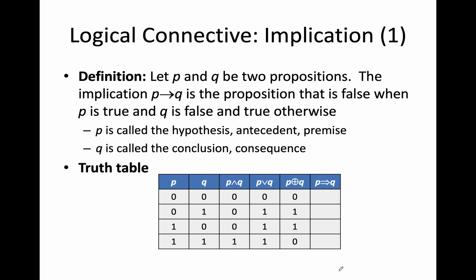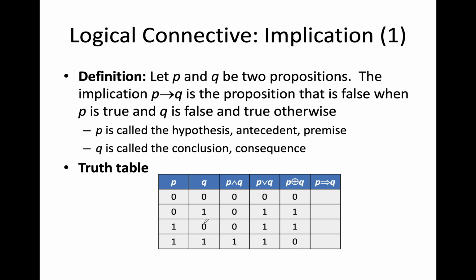Now, implication. Let's say we're talking about different types of implications. Let P and Q be propositions. The implication P implies Q is the proposition that is false when P is true and Q is false. So you need P to be true and Q to be false, and it's true otherwise. P is called the hypothesis, antecedent, or premise. Q is called the conclusion or the consequence.